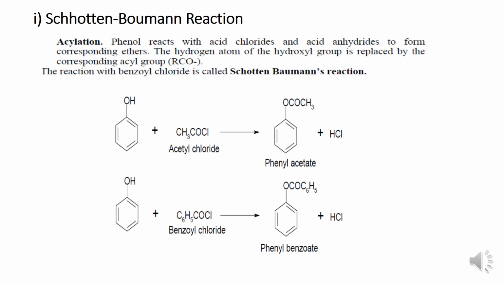So this reaction is called the Schotten-Bowman reaction. Remember, reaction with benzoyl chloride especially is called Bowman. In this, the hydroxyl group is replaced by the corresponding acyl group or CO group, the COCH3 group.